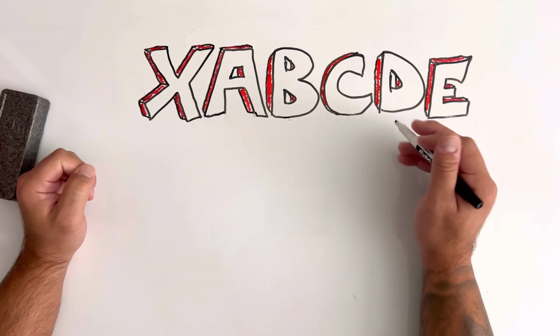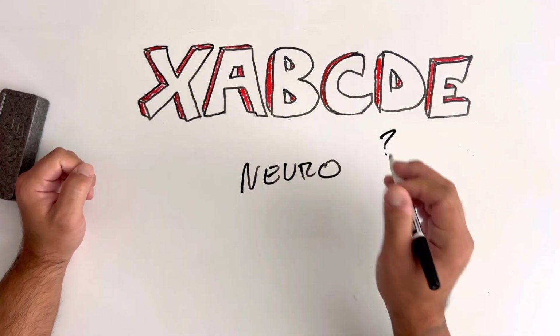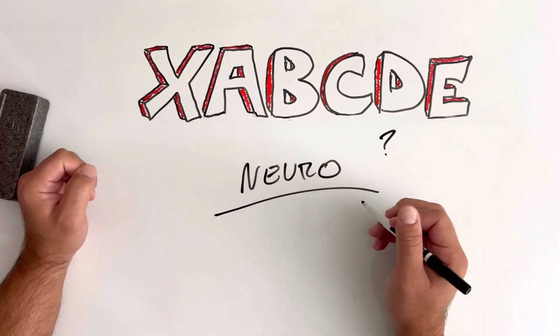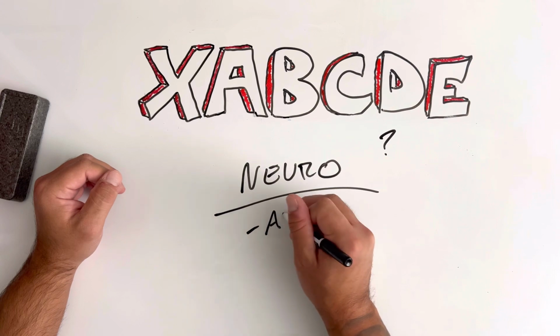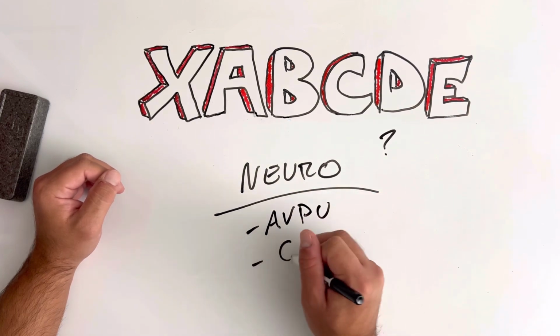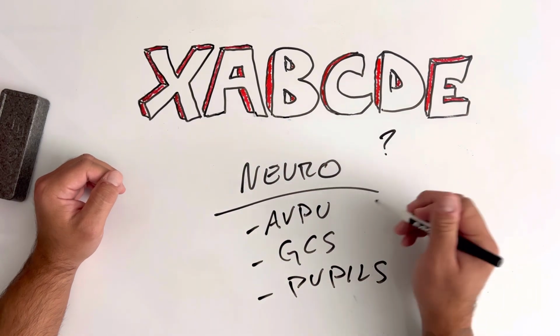Now we're going to move to disability. What is disability? Now that we've assessed our other things, we're going to do a quick neuro exam. Emphasis on the quick. This all should happen very, very quickly. Part of that is AVPU, GCS, and I'm also going to look at my patient's pupils.